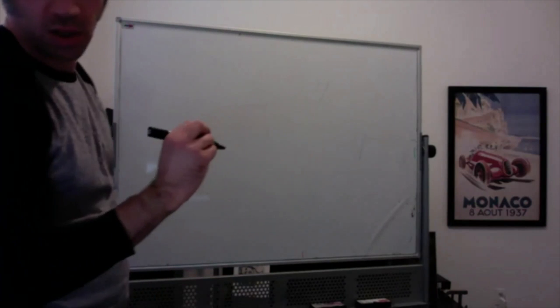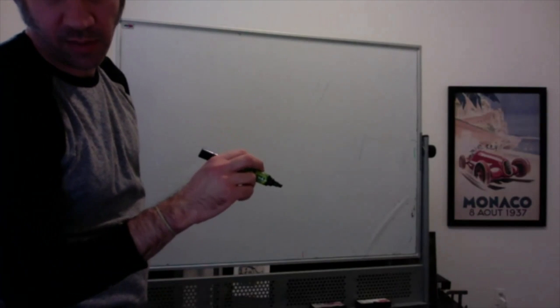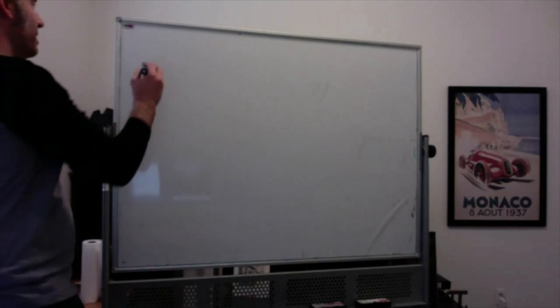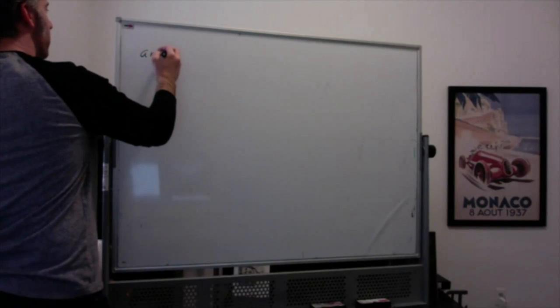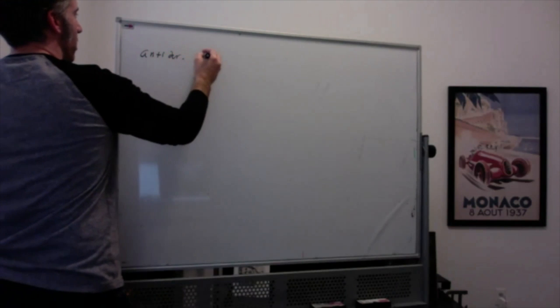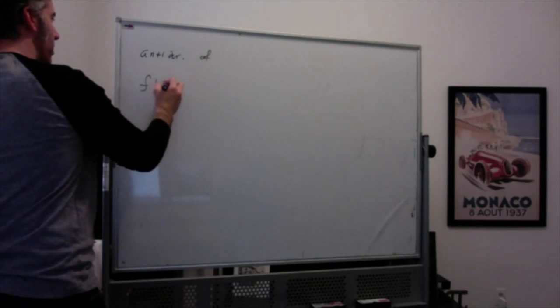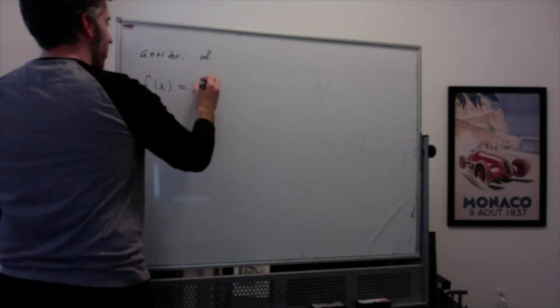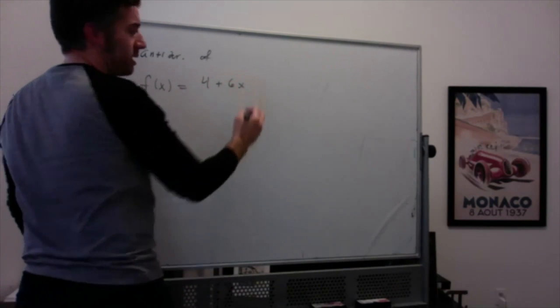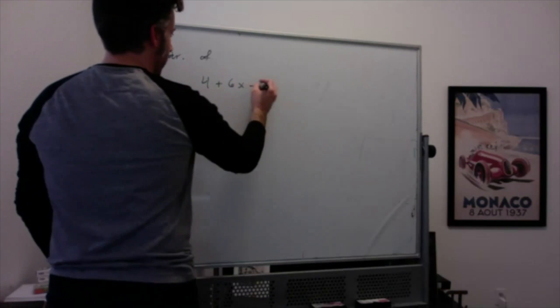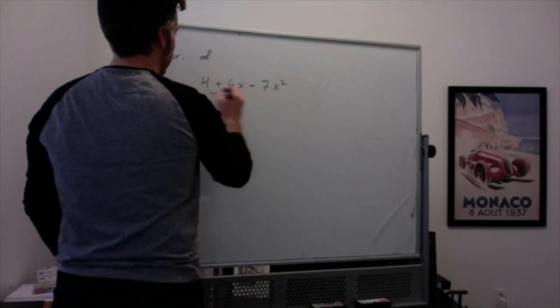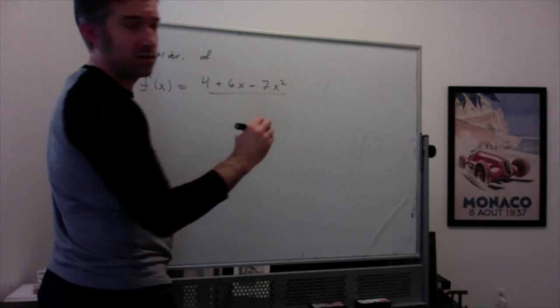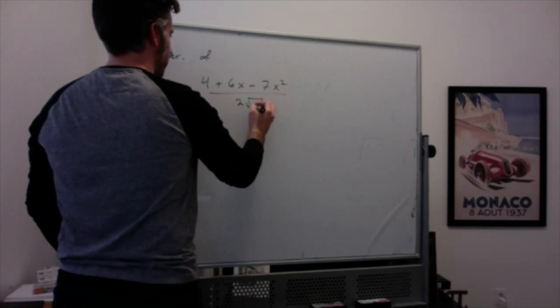So, yeah, where am I in here? Oh yeah, what's the antiderivative of this function? f of x equal to, let's see what I got here, 4 plus 6x minus 7x squared over 2 square roots of x.